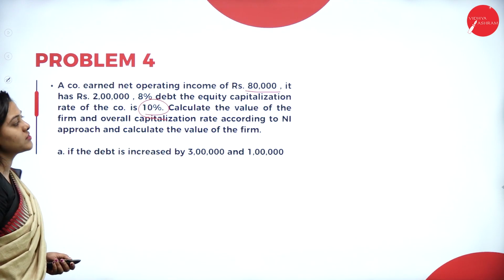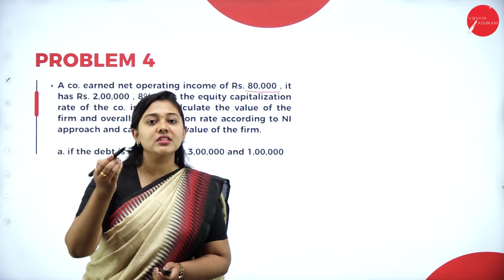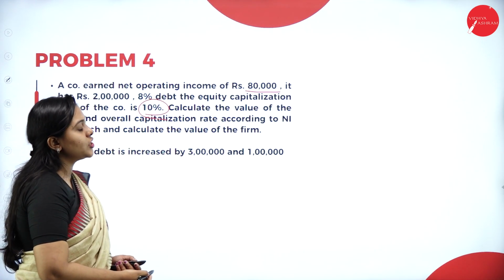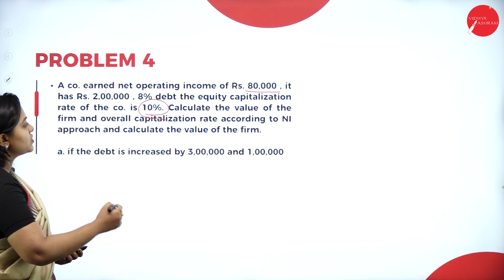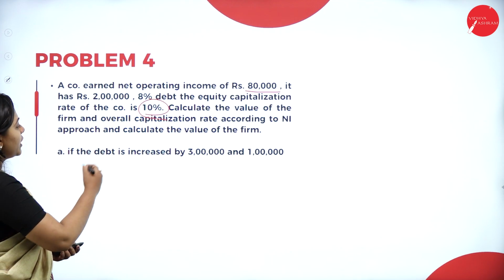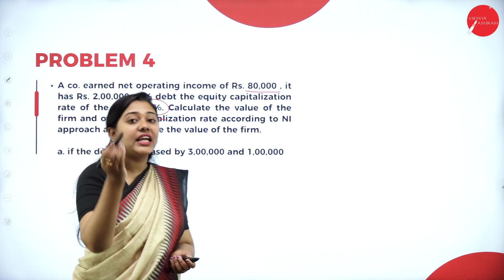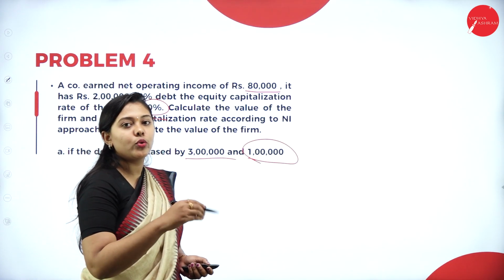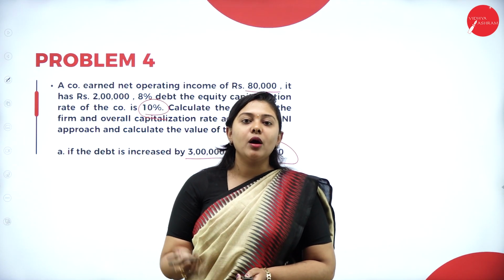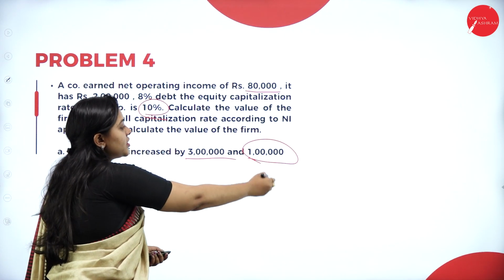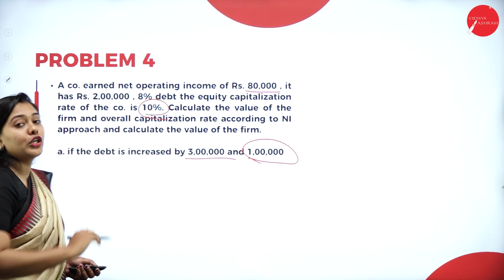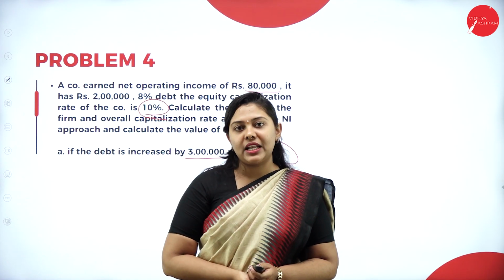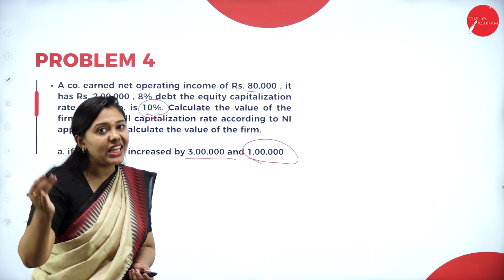Then the further information is given. Equity capitalization rate information is given, that is your 10%. Calculate the value of the firm and the overall capitalization rate according to the NI approach, and calculate the value of the firm if the debt is increased by 3 lakh and decreased by 1 lakh. So, the increased value is 3 lakh and the decreased value is 1 lakh. So, you have to compute the three cases now. If the debt is increased by 3 lakh, if the debt is decreased by 1 lakh, and if the debt is 2 lakh. What will be the difference? What is the value of the firm and what will be the overall capitalization rate? So, we have to calculate for three cases.